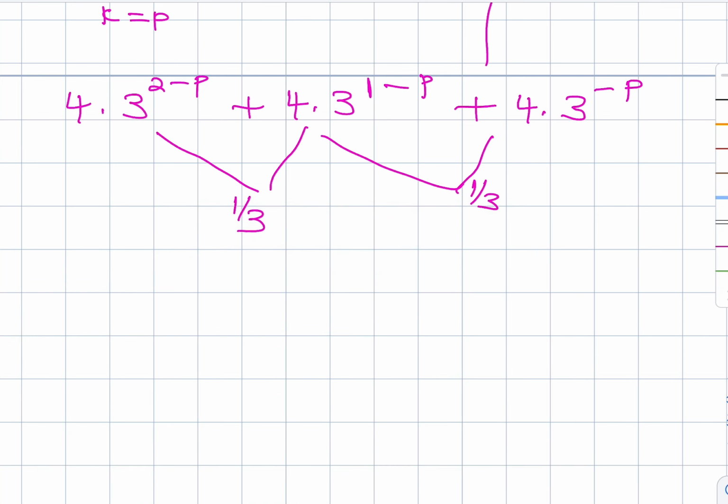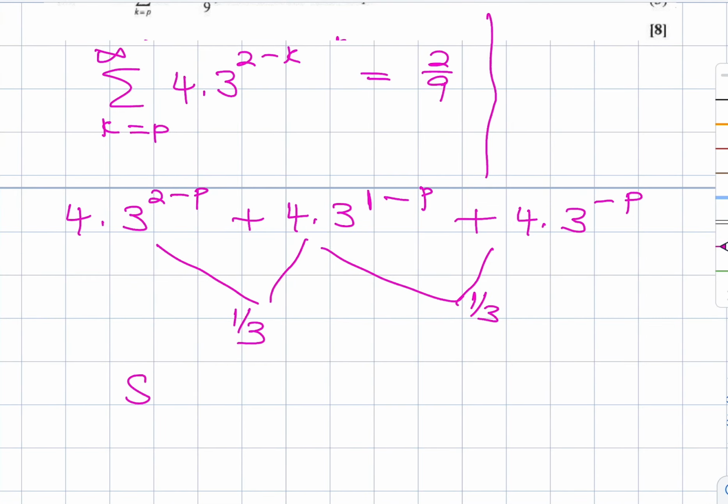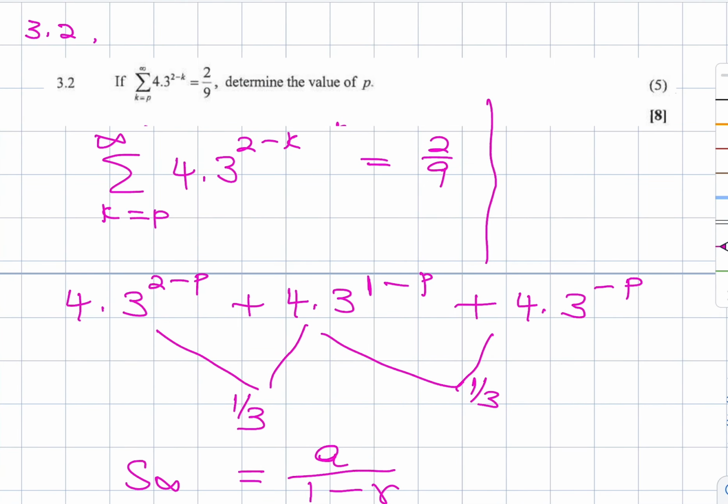Okay. Then now the next step, remember here they said sum to infinity. This goes up to infinity. So you just go to the sum to infinity formula. Why? Because r is less than 1 and greater than negative 1, so this series is convergent. So sum to infinity is equal to a over 1 minus r. And that sum is given there as 2 over 9.